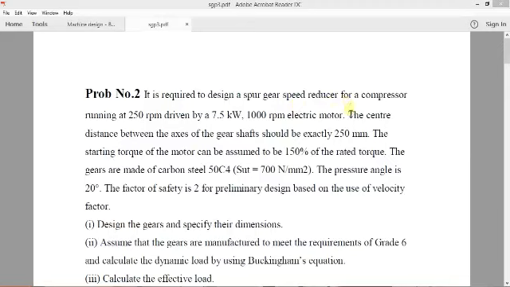The problem says that it is required to design a Spur gear speed reducer for a compressor running at 250 rpm, driven by a 7.5 kilowatt, 1000 rpm electric motor. So power is given, and 1000 rpm is the speed. The center distance between the axes of the gear shafts should be exactly 250. The central distance between two shafts is nothing but the addition of the radii of both the gears lying on the shafts. Keep in mind this factor will be required further in the calculations.